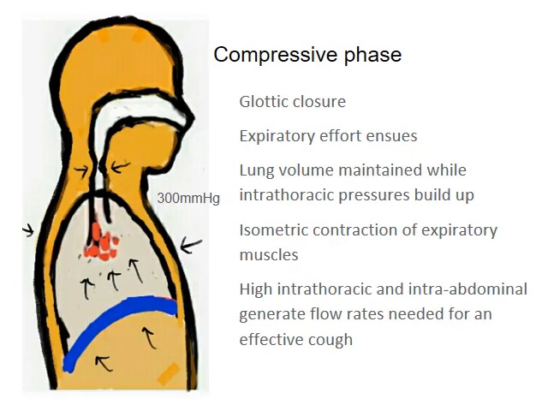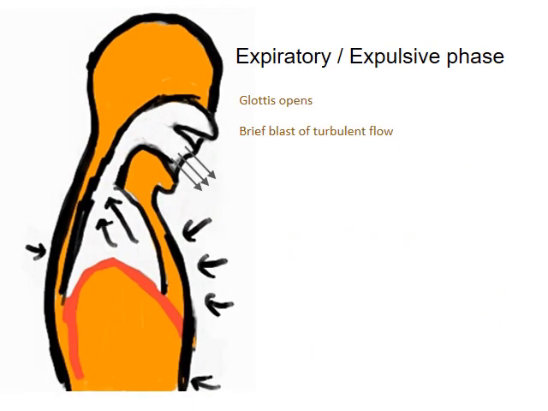This is then followed by adduction of the vocal cords, leading to a transient upper airway occlusion. This is then accompanied by contraction of the expiratory muscles, generating intrathoracic pressures as high as 300 mm mercury. This is then followed by the expulsive phase, wherein there is sudden release of laryngeal contraction and results in generation of a rapid flow.